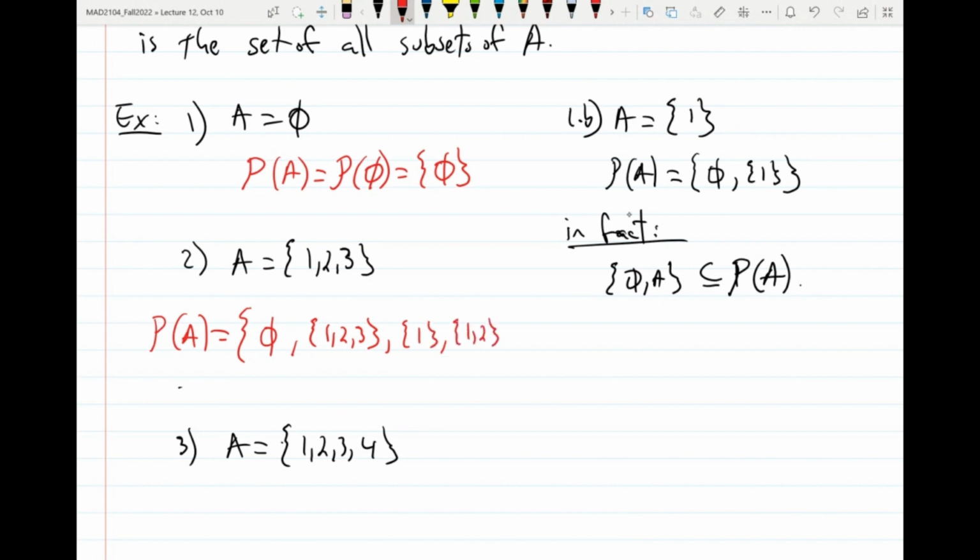Okay, the set containing 1 and 2. Set 2 and 3. Okay, let's try to keep it algorithmic or systematic. Why? Because now if I give you a set with 10 elements, you're going to go crazy trying to see. In fact, you're going to have 1,024 elements inside that set.